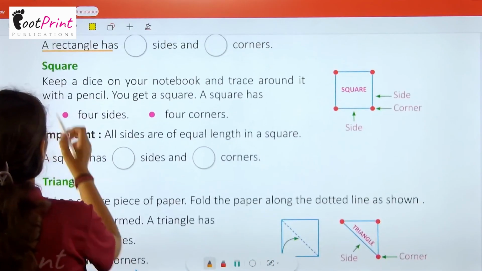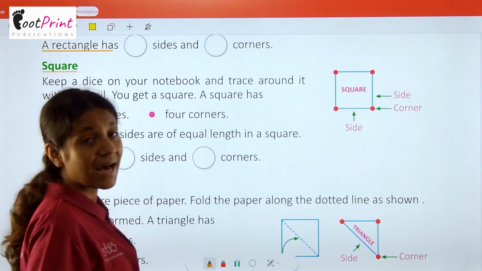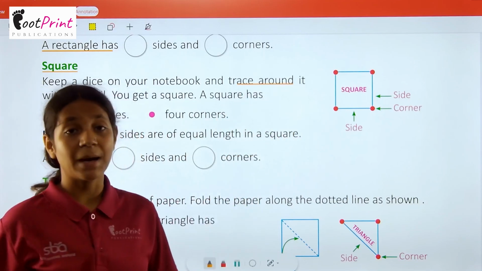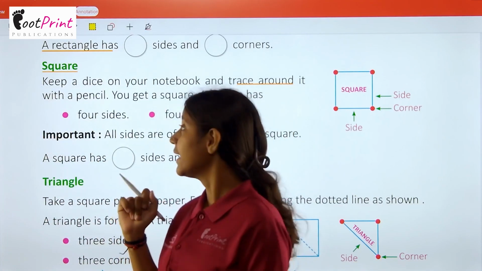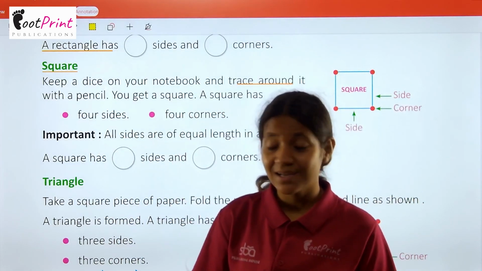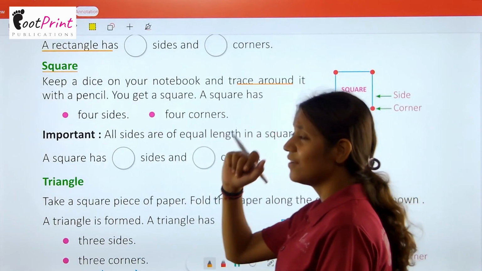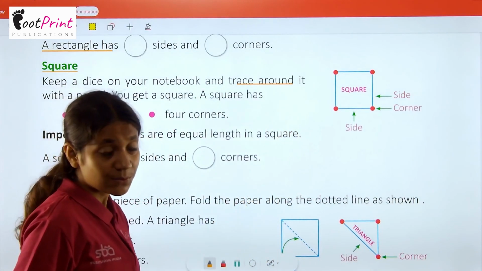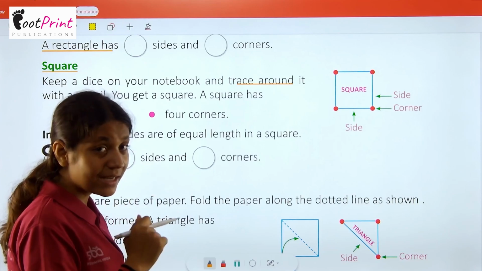Now we have the square. Keep a dice on your notebook and trace around it. और अब आपको dice को trace करना है. With a pencil you get a square. और आपको square मिल जाएगा. Square has 4 sides and 4 corners as well. So 4 sides भी होती हैं and 4 corners भी होते हैं squares में. But ये तो rectangle में भी होते हैं.